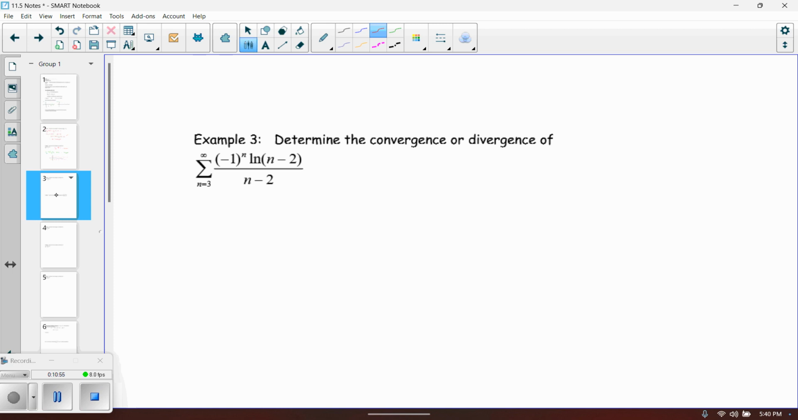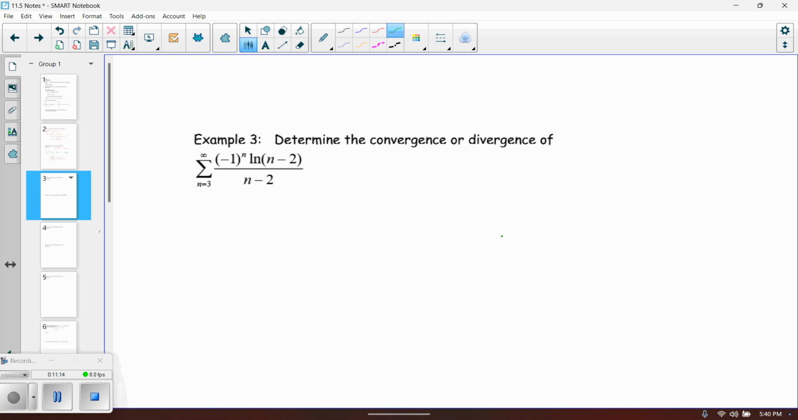All right, example number 3. Convergence or divergence of the series negative 1 to the n, natural log of n minus 2 divided by n minus 2. So we can see it's alternating.